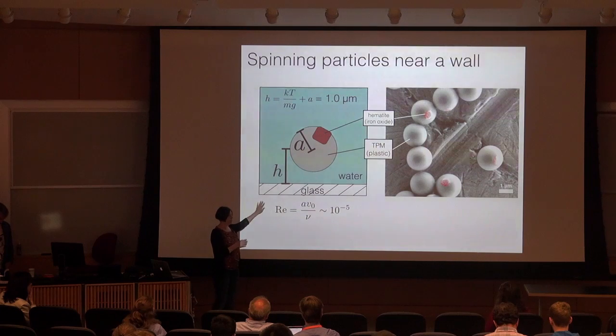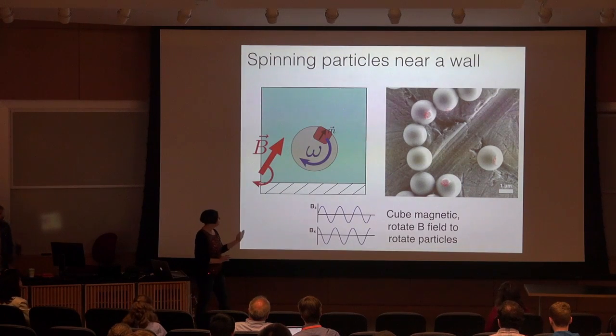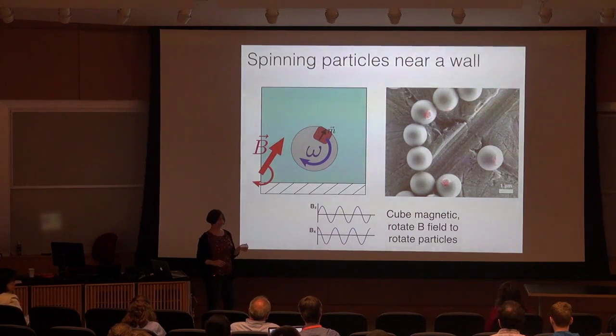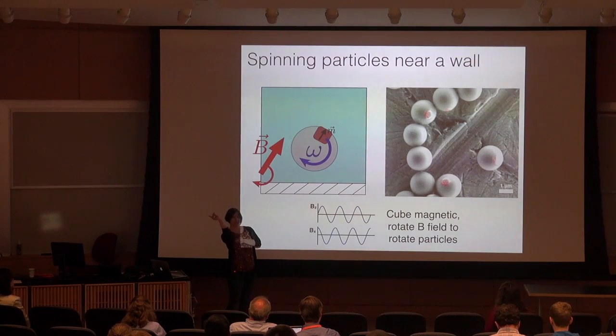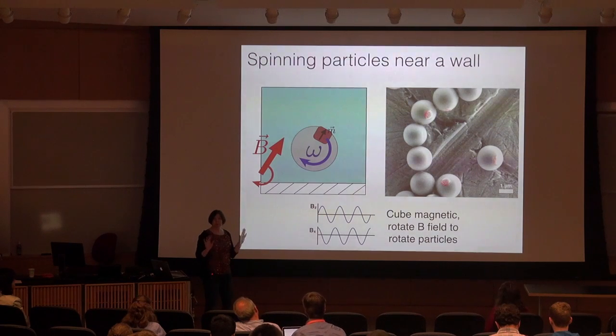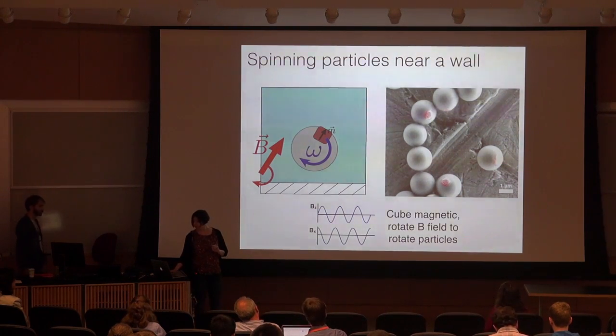And then, of course, these are small, so my Reynolds number is very small, so everything is going to be Stokesian. Now, I said I rotate these particles, and I am able to do that because hematite has a very small permanent magnetic moment. So if I put on a rotating magnetic field like this, the particles are just going to follow the field. But the moment is really small, so you don't need to think about magnetic interactions between the particles.